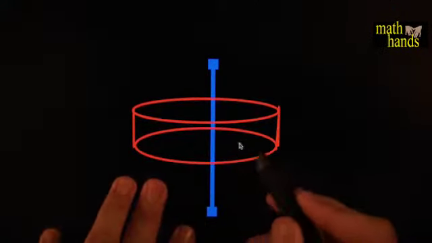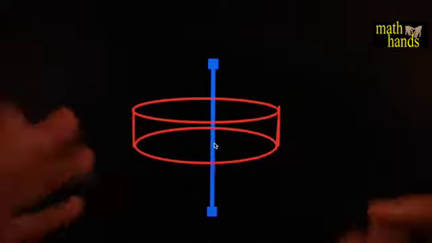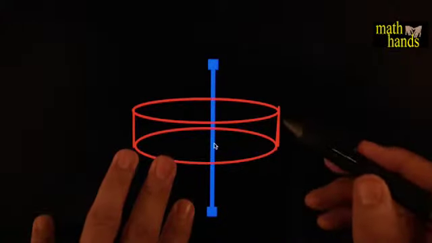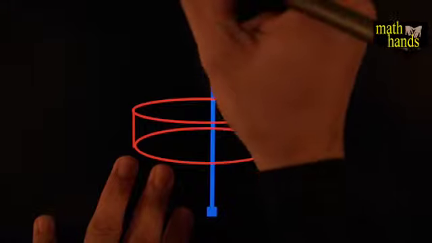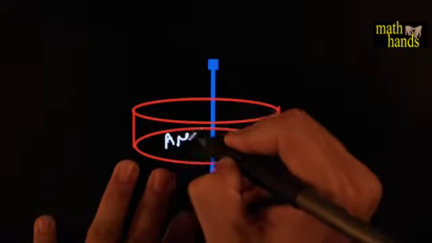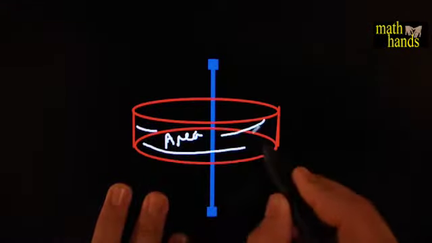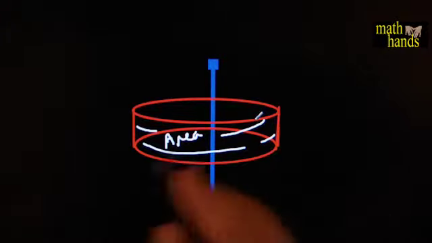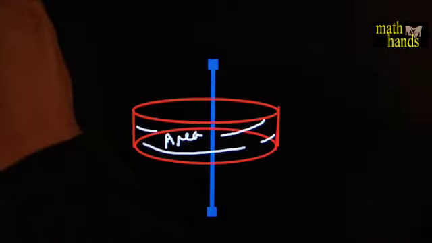If you revolve it, you'd get something like this. And so this is sort of the outside of a cylinder. And the question is, how much area do we have here? Area all the way around here. That's the question. For shapes like this, it's quite simple.